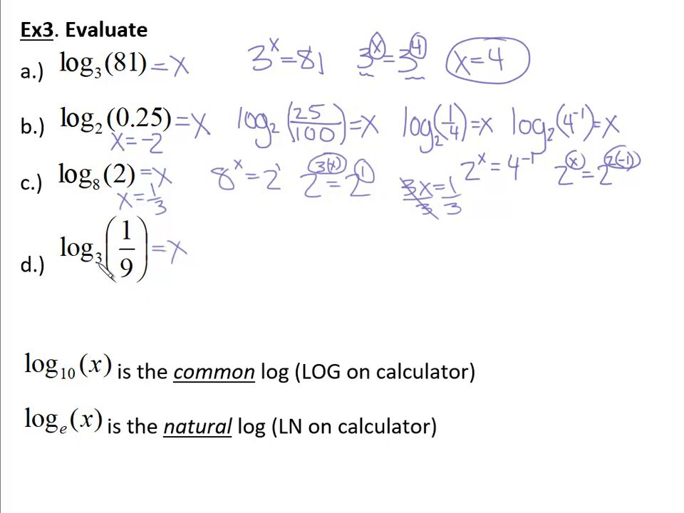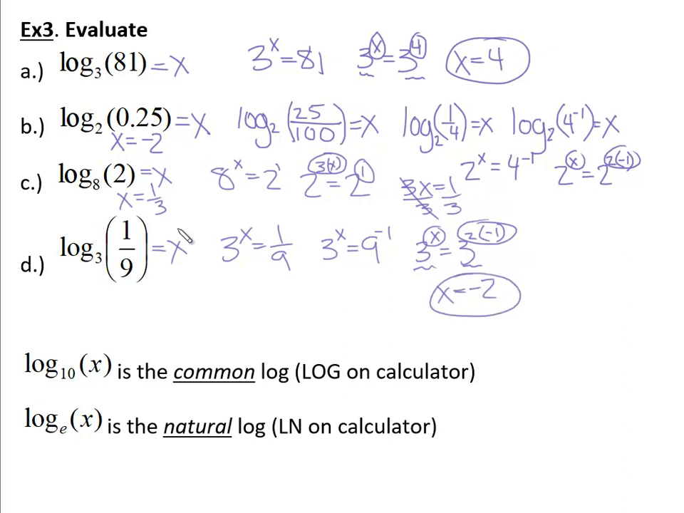Okay, last one here. 3 to the x power is equal to 1/9. We're just going to go to exponential form again. To get this 9 out of there, we're going to use a negative exponent. So 9 to the negative first. And of course, 9 can be rewritten as a power of 3. It's 3 squared times that -1. And now that my bases match, I know that x has to equal -2. And there we go. 3 to the -2nd power is 1/9.